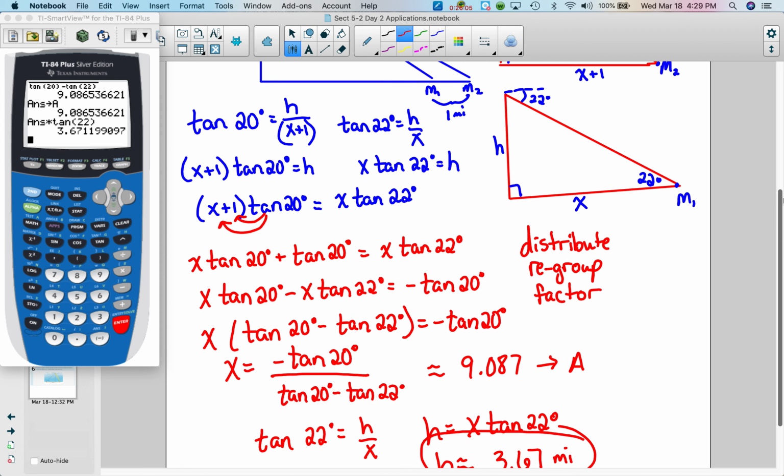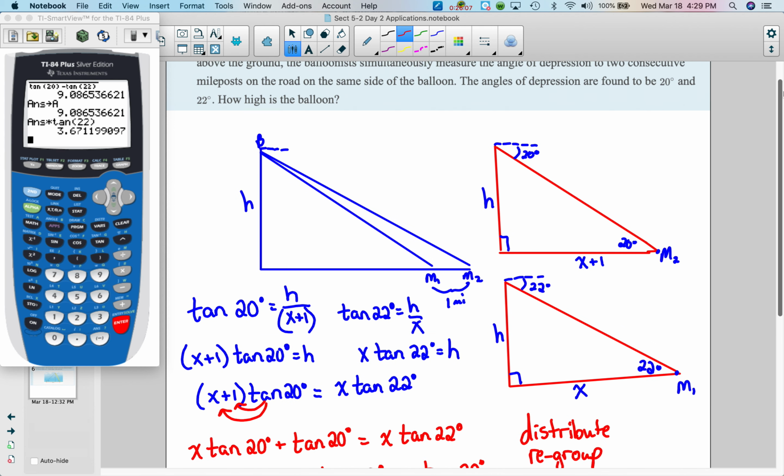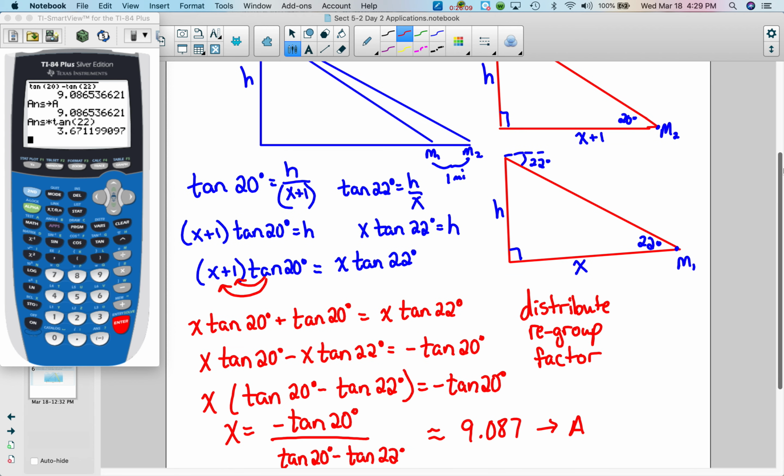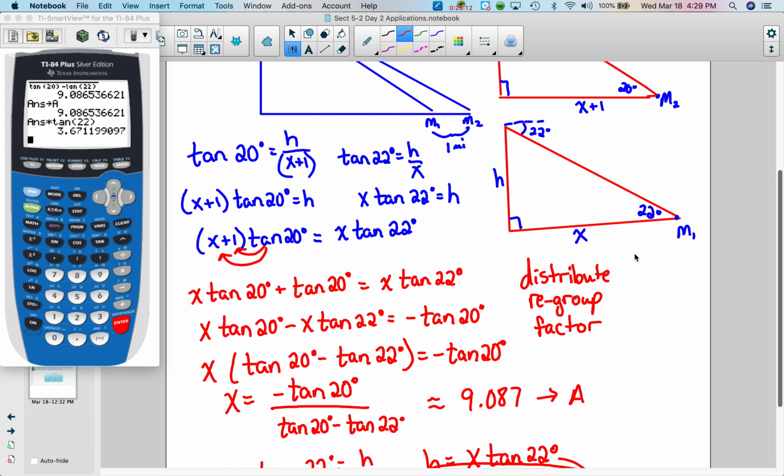What were we even talking about? The height of a balloon. That's a long problem, so there's a lot for you to look at there. I will save these notes as well for you and post them.